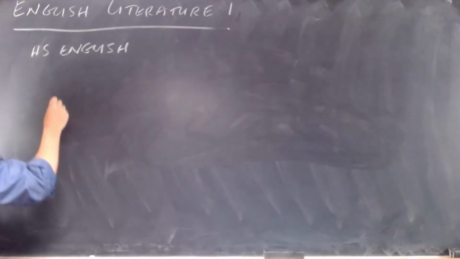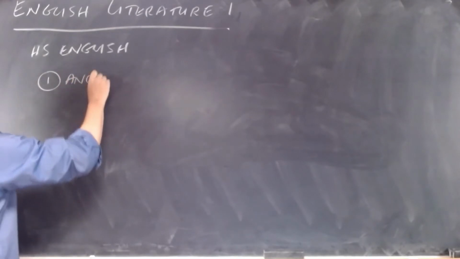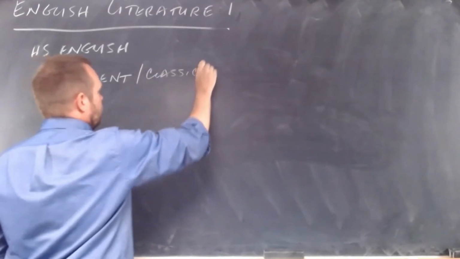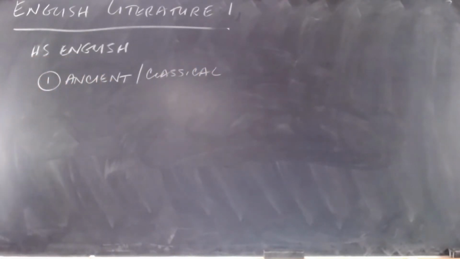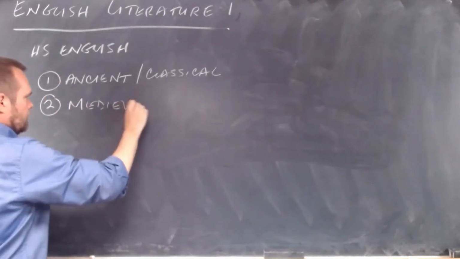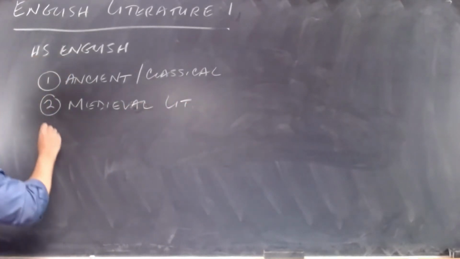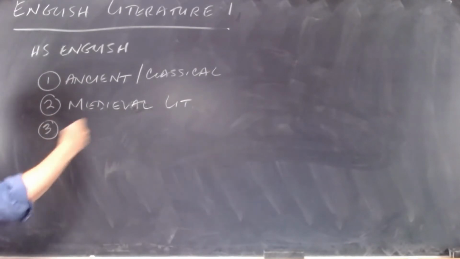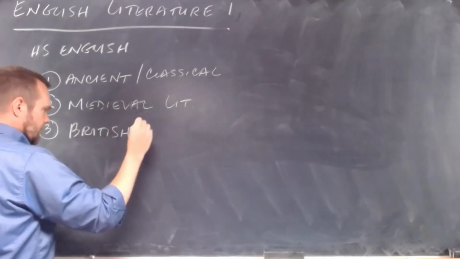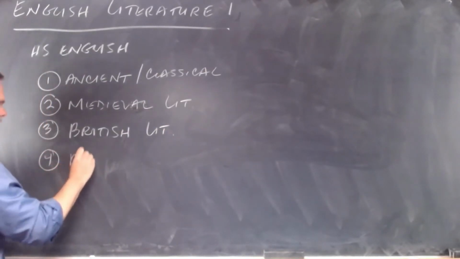In this course, English Literature 1, we're going to study ancient literature. Or I should say ancient and classical. Ancient and classical literature. In Literature 2, we're going to study medieval literature. In English Literature 3, we're going to study what we can call British literature, modern English literature, and then fourth, we're going to study modern American literature.